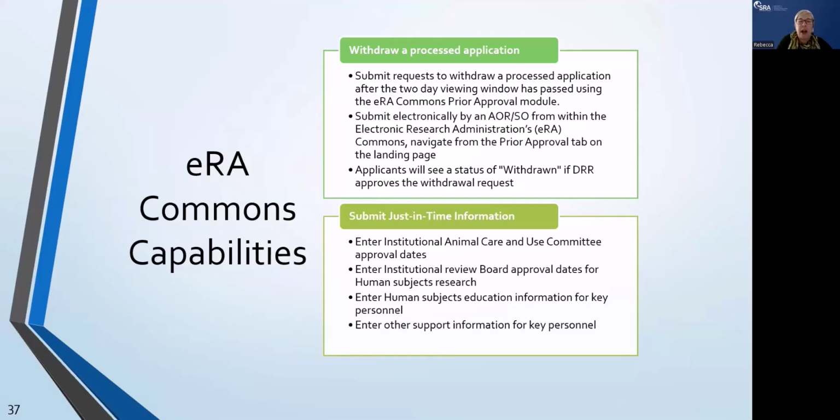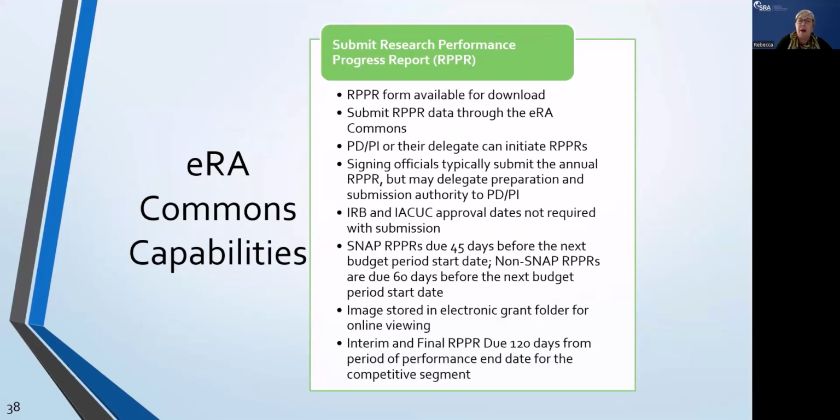David and I have been in the business long enough. We remember when you were expected to submit your IRB approval 60 days after the application was submitted. It doesn't work that way anymore. We now have most of the information that is time dependent collected just in time. The annual progress report, the RPPR, I would know what those initials mean. The RPPR has to be submitted through the Commons, and they're typically due 45 days before the next budget period.